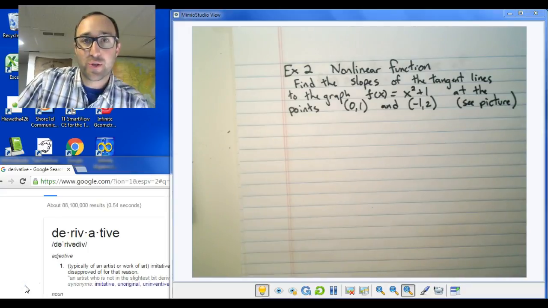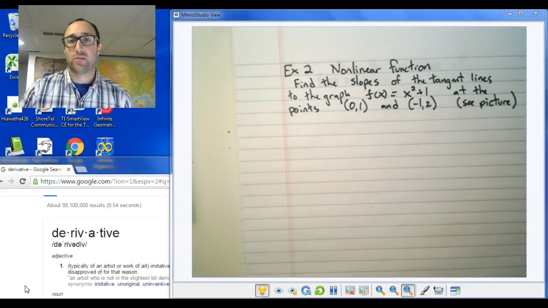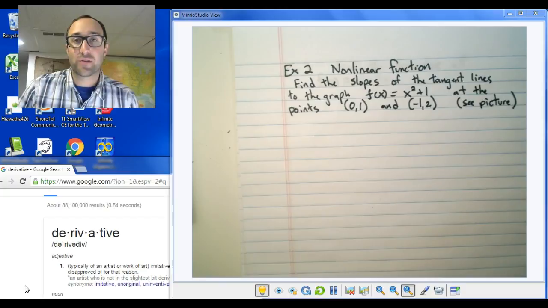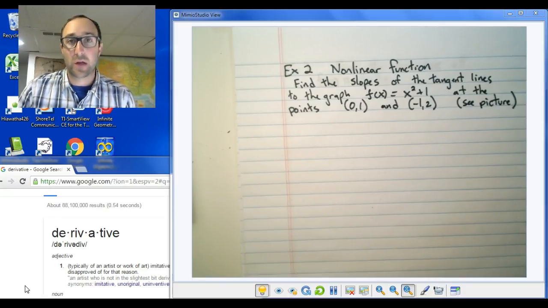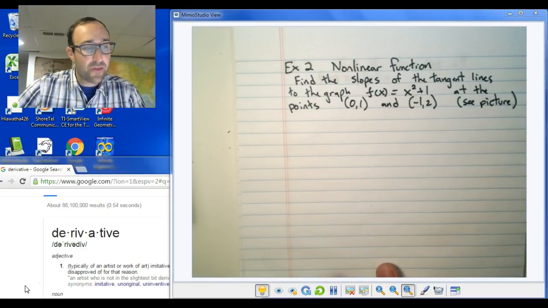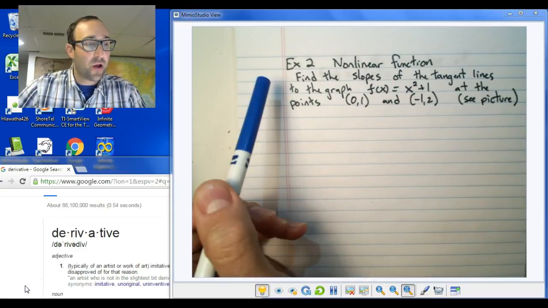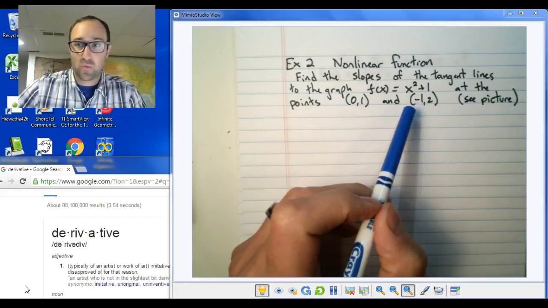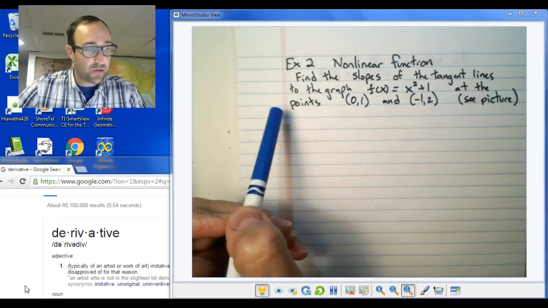So example 2 is about nonlinear functions. So now the slope is going to be changing depending on where you are on the graph, okay? So here's an example. Find the slope of the tangent lines to the graph f of x equals x squared plus 1 at the points 0, 1 and negative 1, 2.